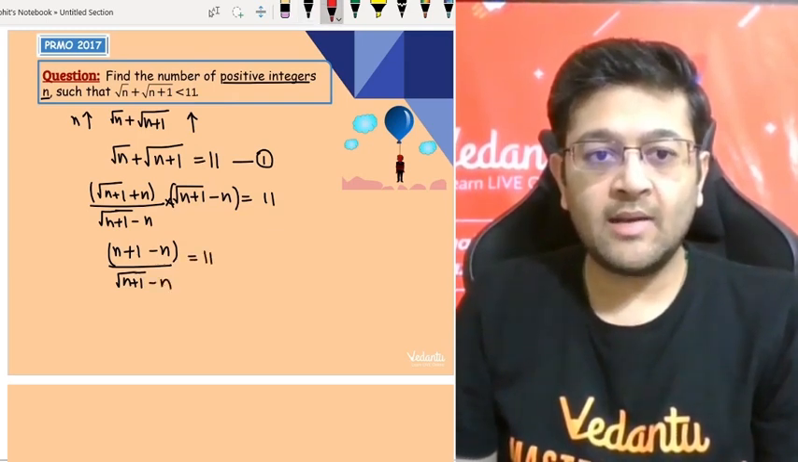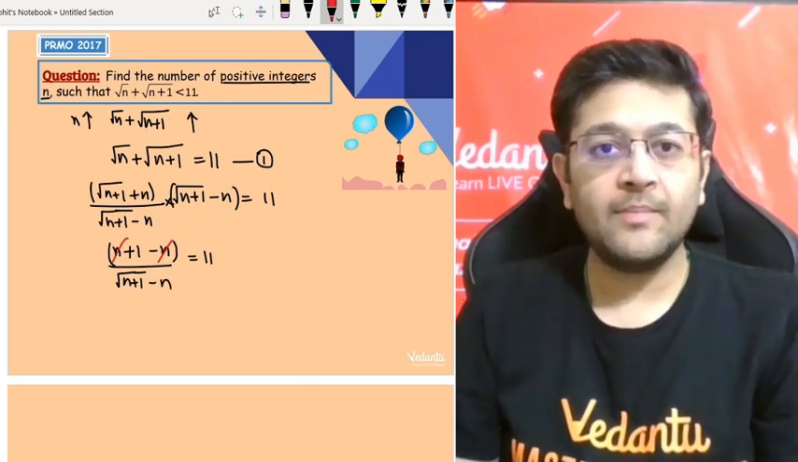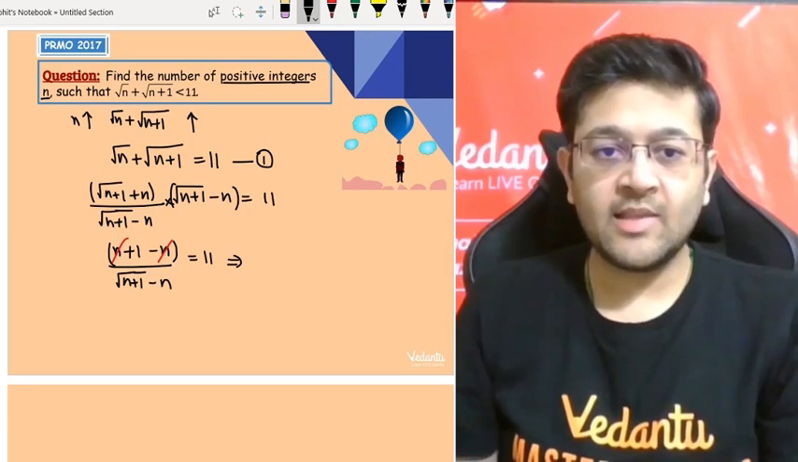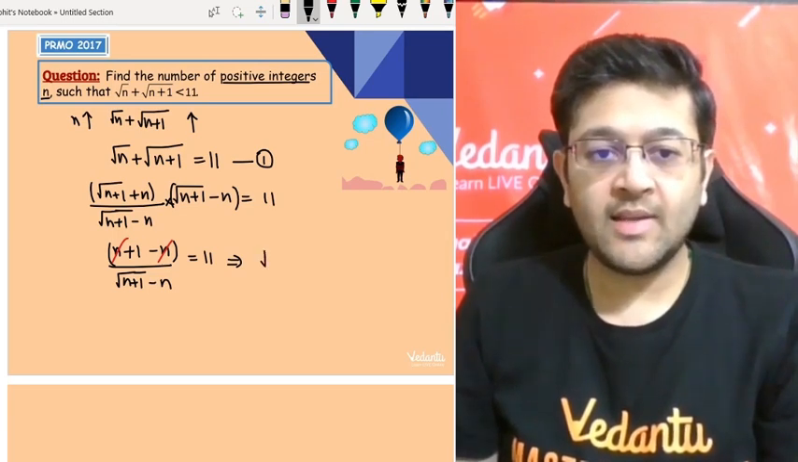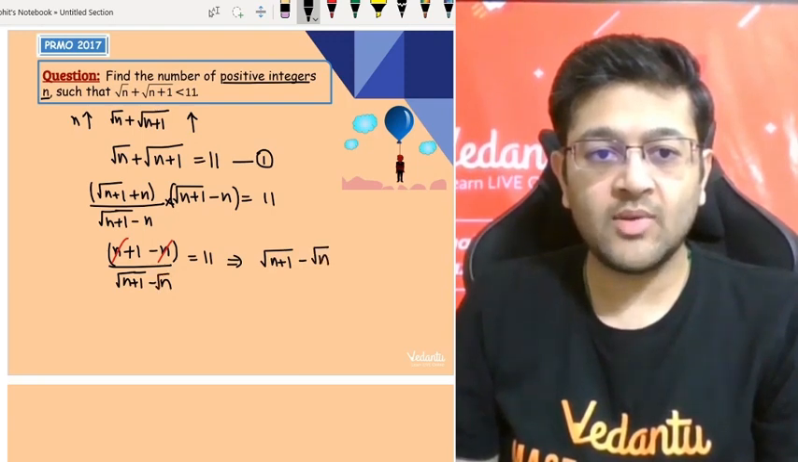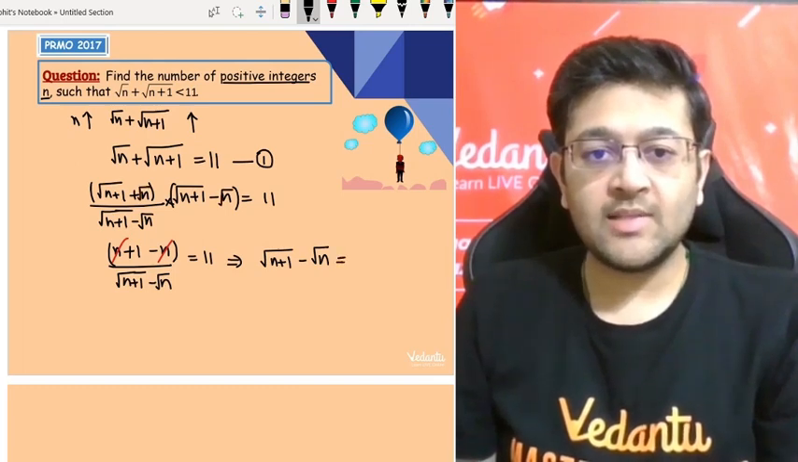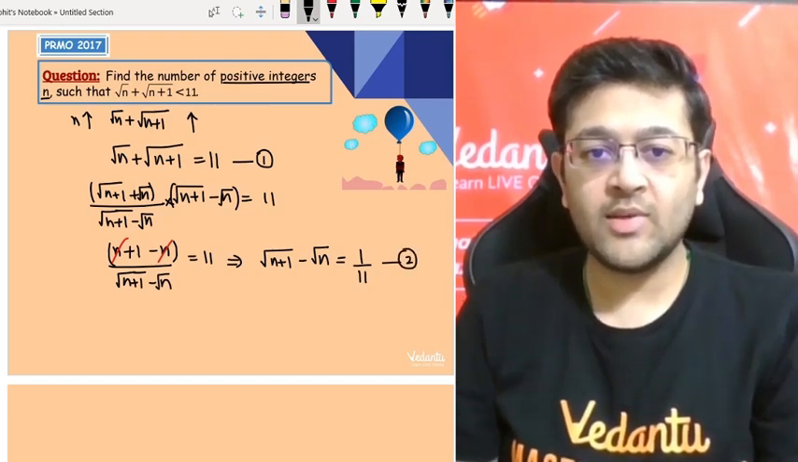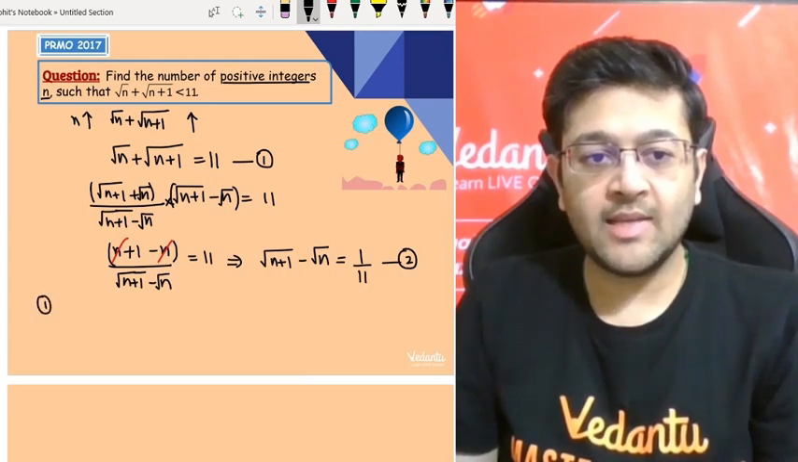So in the numerator after cancellation हमें क्या मिलेगा? We'll get this value as, let's take the reciprocal of this expression and we will get root n plus 1 minus root n. Sorry, यहाँ पे root n मिस हो गया है, right? Okay, so this is equal to 1 upon 11. Okay, so this is our second equation. Now we can solve equations 1 and 2 to calculate this very easily. Okay, तो check करते हैं.